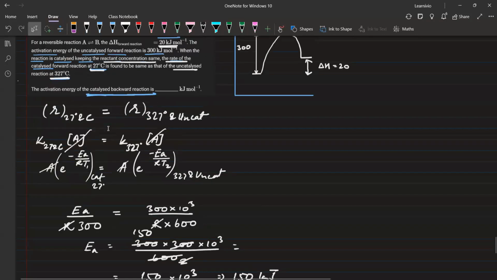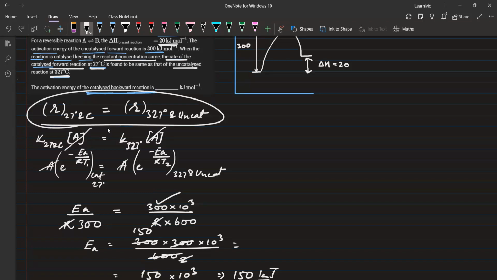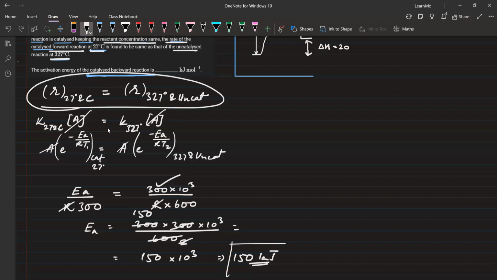We were doing all of this for the forward reaction. Do you understand? See, the uncatalyzed forward reaction is 300 kilojoule per mole, so the 300 we put here is the activation energy of the uncatalyzed forward reaction. And they're saying when the reaction is catalyzed, keeping the reactant concentration same, the rate of the catalyzed forward reaction. So all of these things are forward. Makes sense? What we have calculated till here is the activation energy of the forward reaction. Yes or no, guys? Tell me.